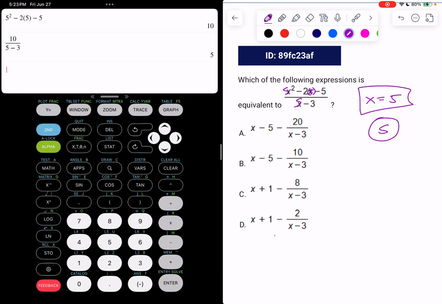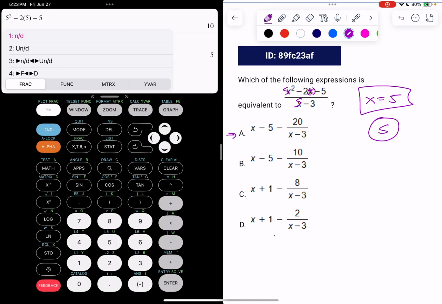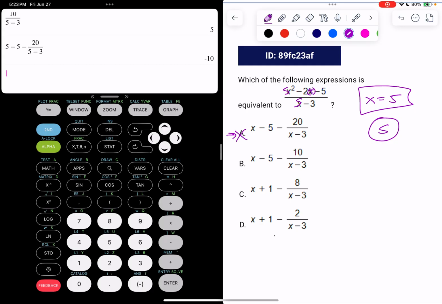So let's try answer choice A. 5 minus 5 minus, let me grab my fraction, 20 over 5 minus 3. Does that give me 5? Nope, not my answer. Notice the next one's really similar, so I'm actually just going to go back and edit the numerator because it's the same, except that's going to be 10 right here. I'm just going to delete and change that for a 10. Hit enter. That's negative 5, so not what I wanted. I wanted positive 5, so not that one.